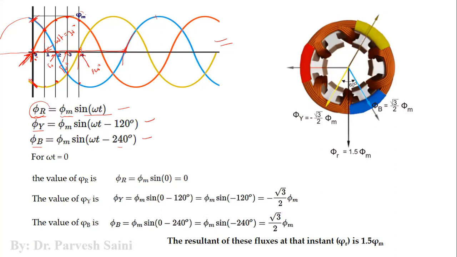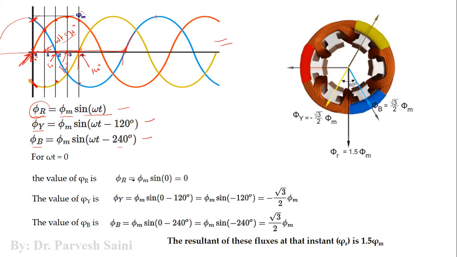So we have a resultant of all these three flux phasors, or we can say we have a phasor sum of these three fluxes. Similarly, at omega t 30 degree, red and blue flux are positive, but yellow flux is negative. Again, we will have a resultant of these three. So we will see that this resultant will have a certain value, it will be constant, and it will have a certain direction. Now let us see what would be the direction and the magnitude of this resultant flux.